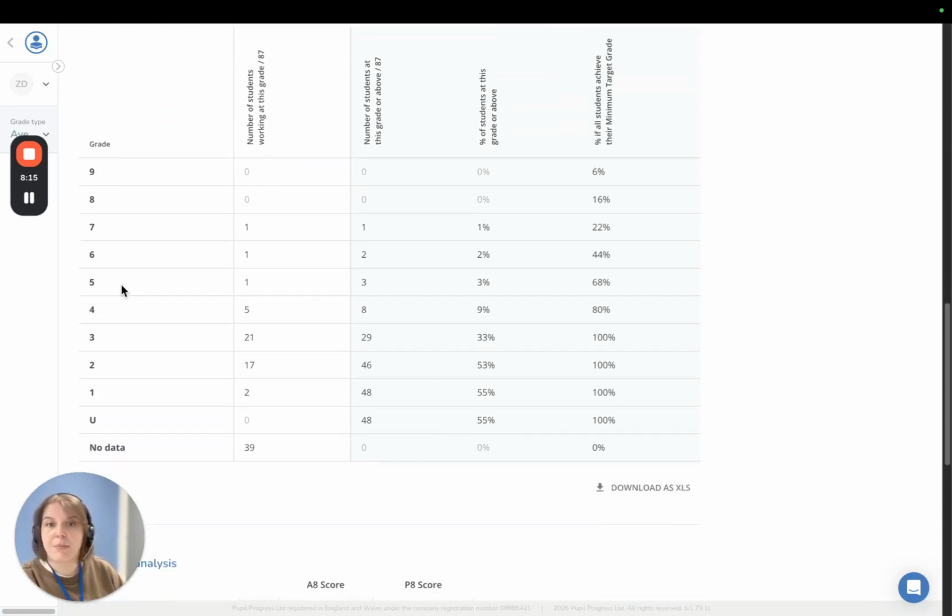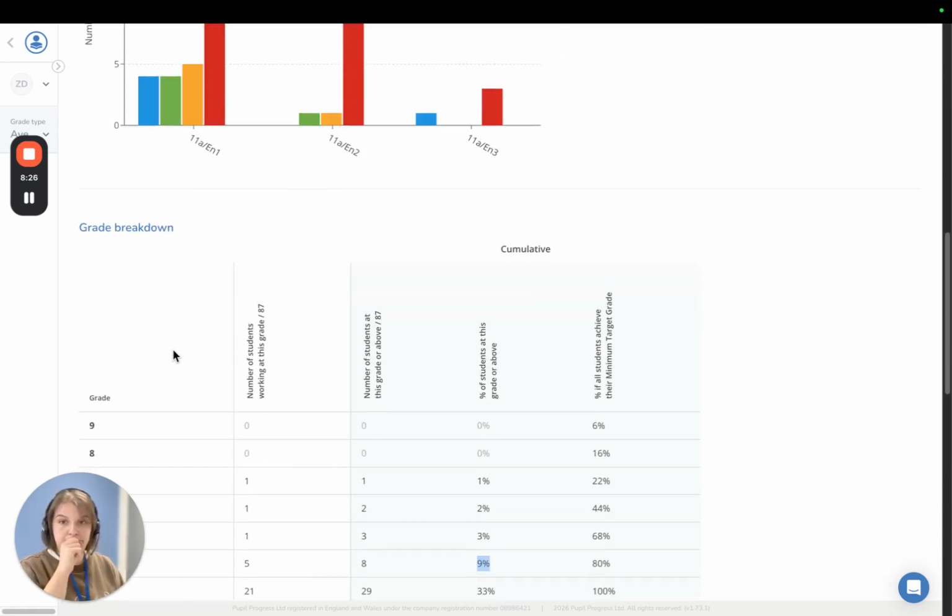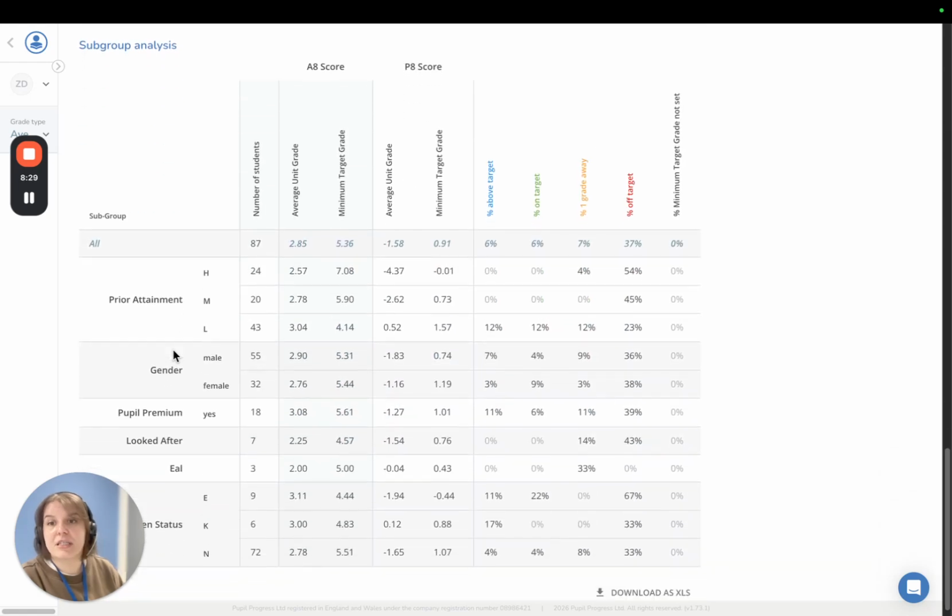So where we're talking about having 70% of our students at grade 4 and above, the moment I've got 9 in my demo class. So how do I get my 3s to be at a 4 and so on and so forth? And then can I actually drill into this a little bit further around my subgroups?